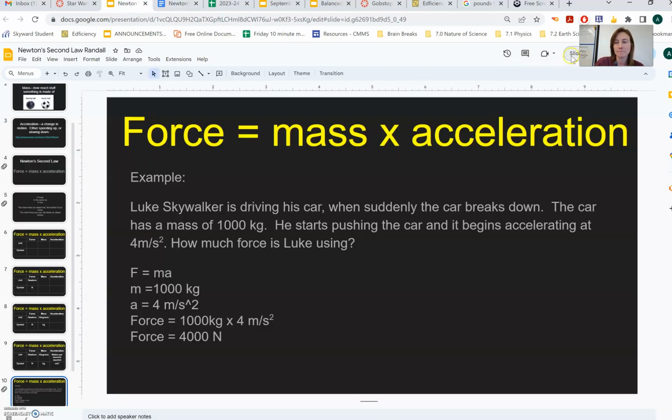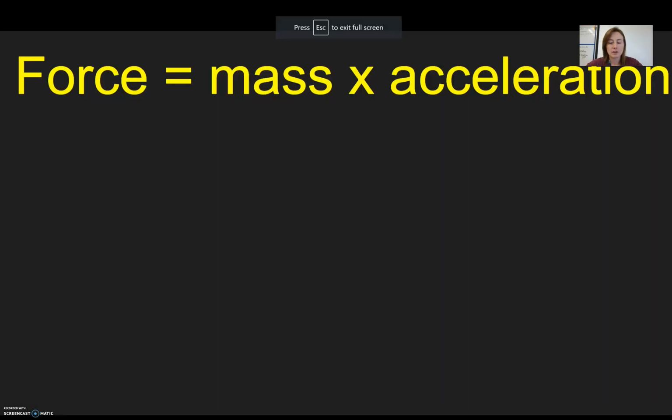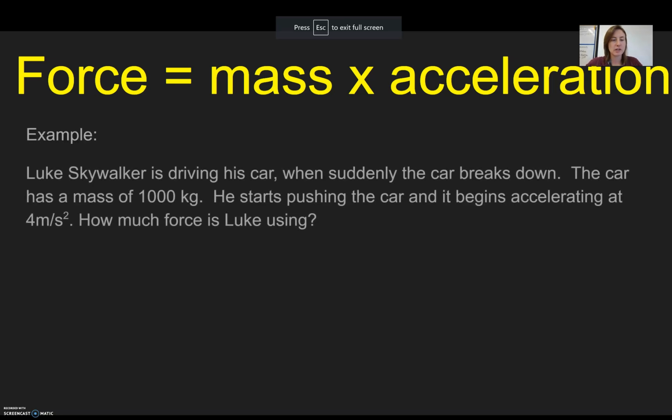So let's do it together. Luke Skywalker, where is he? Luke Skywalker is driving his car when suddenly the car breaks down. The car has a mass of 1,000 kilograms. He starts pushing the car and it begins accelerating at 4 meters per second squared. How much force is Luke using?